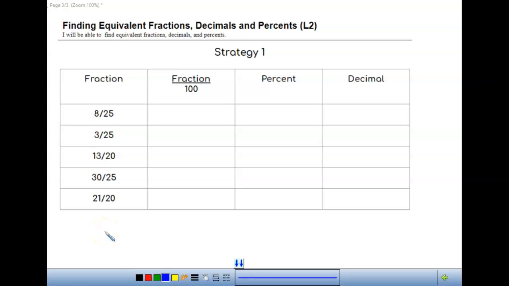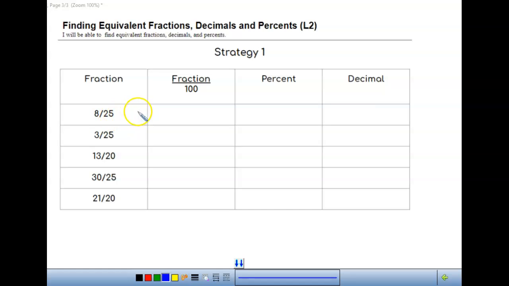Hello class, we're going to go ahead and do lesson 2, finding equivalent fractions, decimals, and percents. We've already sort of done this before, but now we're going to really look at it, okay? This way is probably the simplest way, but it will not always work, okay? And what we're going to do is we're going to get our denominator to 100, all right? So these are our fractions we're starting with, and we want to get our denominators to 100.